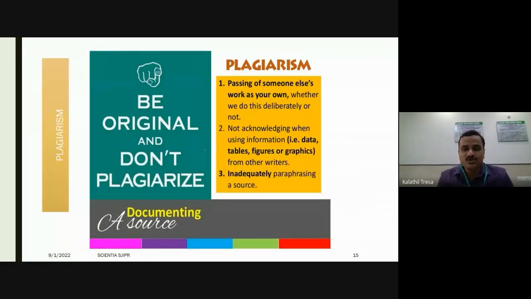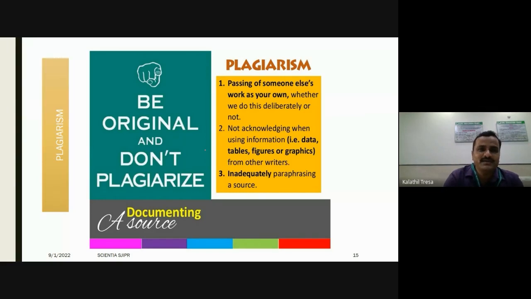Now the most important point while writing the research paper is plagiarism, because whatever outline we have discussed has to be considered while keeping plagiarism in mind. So what is this plagiarism? Plagiarism is nothing but passing off someone else's work as your own work. Means somebody has performed his work, and the same work you are passing off to other researchers.